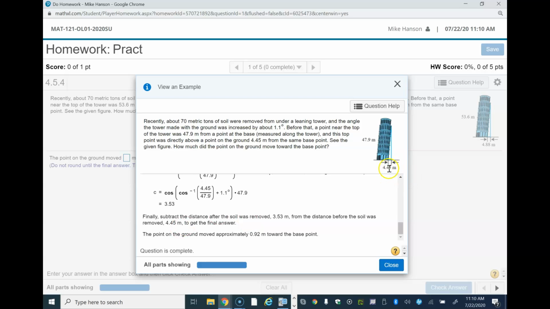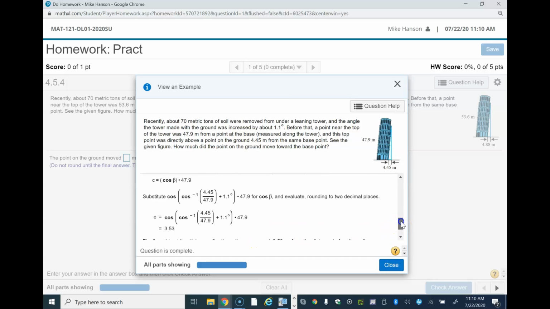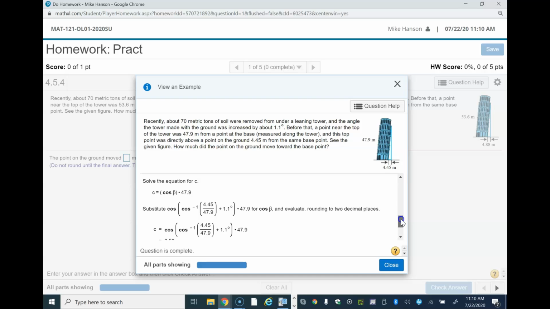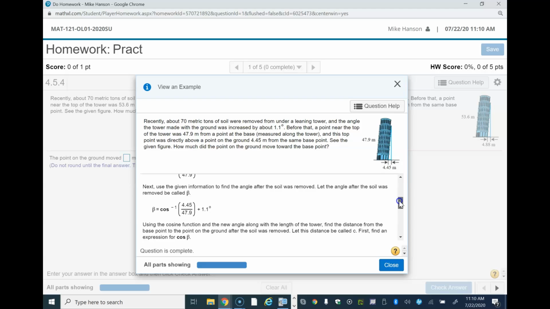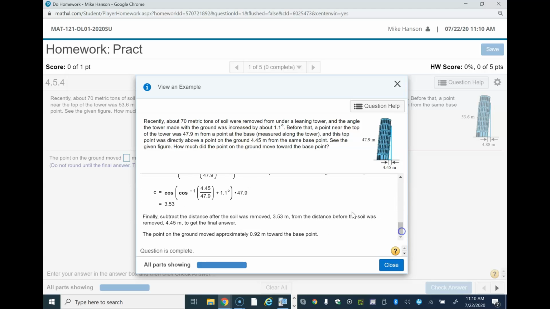Then we take this little length here and subtract it from what we found here, and that gives us that the point on the ground moved approximately 0.92 towards the base point. So we take this one, subtract it from here, and we get our final answer of 0.92. So take a few minutes to practice putting this in your calculator so you have a good understanding come quiz and test time for this particular problem.